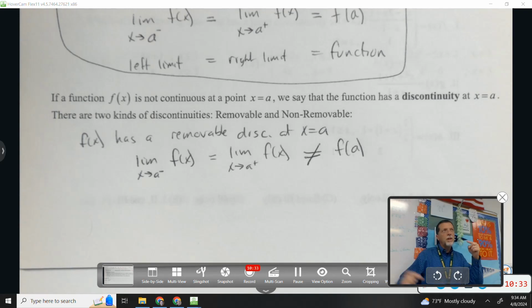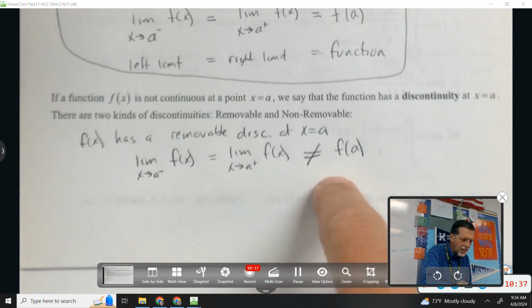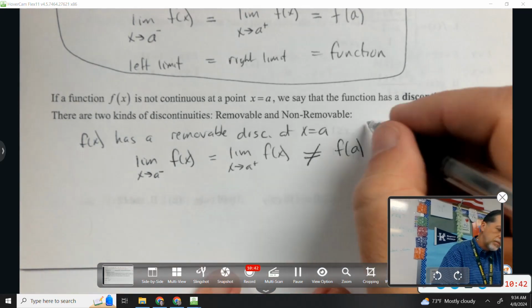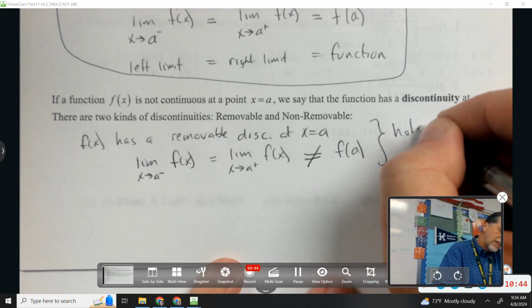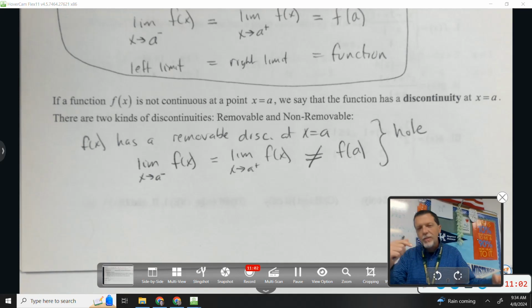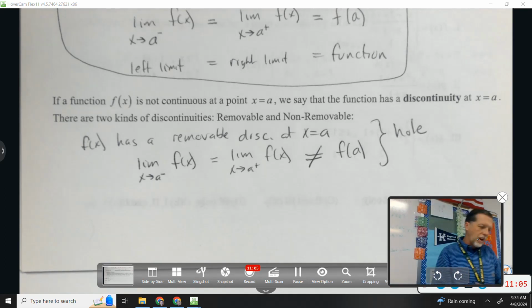So the limit equals the limit, that's fine. But if the hole isn't actually filled in, then that's a removable discontinuity. Again, that's the fancy definition of a hole right there. Which is kind of interesting because a hole is easy to spot on a graph, but if someone asks you to define it, technically, that would be tricky to say, but this would be your definition. Well, the limit from the left equals the limit from the right, but the function isn't there.